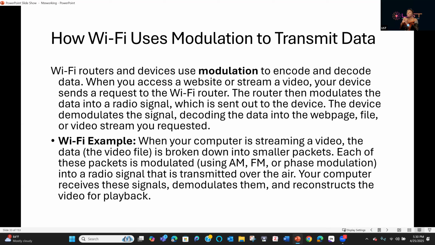So when your computer is streaming a video, the video file is broken down into smaller packets. Remember, I mentioned network packets. Each of these packets is modulated using AM, FM, or phase modulation into a radio signal that is transmitted over the air. So your computer receives the signal, demodulates, decodes it, and reconstructs the video for your playback.